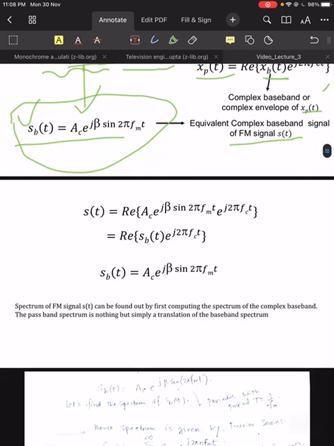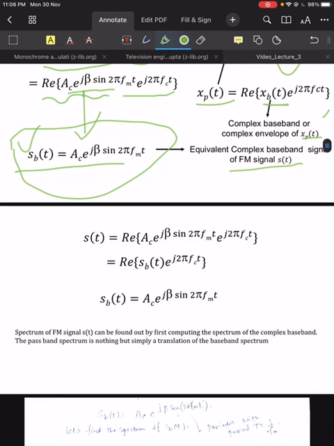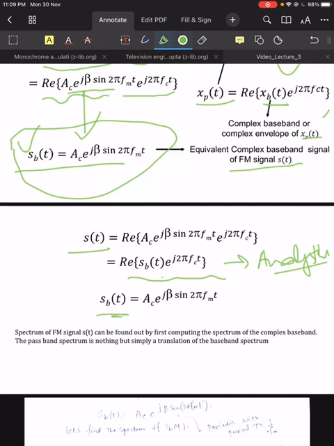So how can we proceed? Now we have two parts in the expression of the FM signal. One part is that it can be expressed as the real part of this, which is the analytical form. In general, s(t) equals the real part of s_b(t) times e to the power j 2π f_c t, where s_b(t) is the equivalent complex baseband signal of the FM signal s(t).